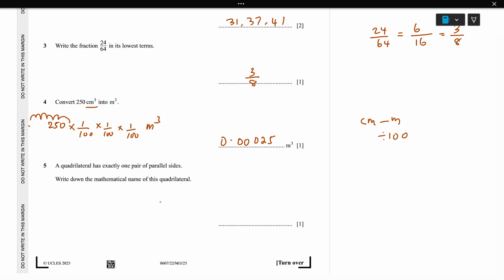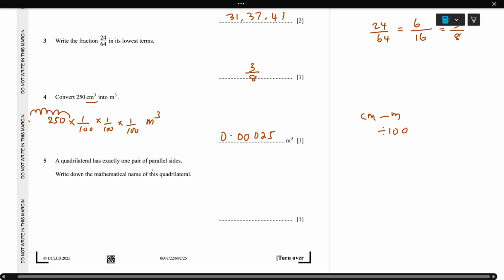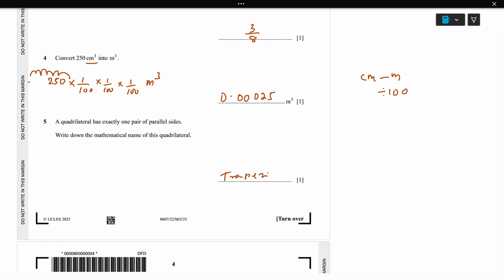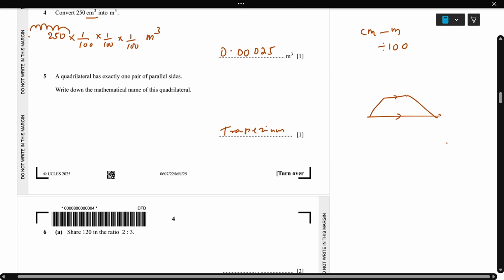Next one, a quadrilateral has exactly one pair of parallel sides. Write down the mathematical name of this quadrilateral. The only choice is trapezium, because that's the only one that has one pair of parallel sides. So this and this are parallel, the other two are not parallel.